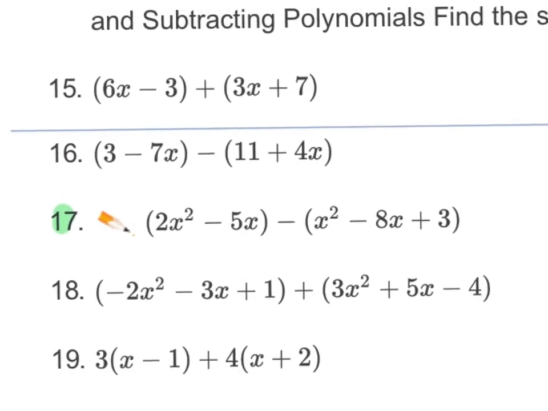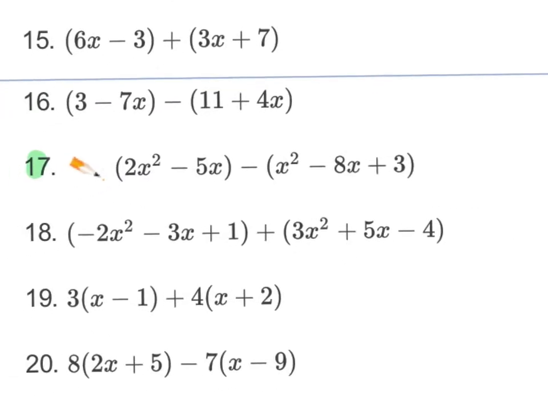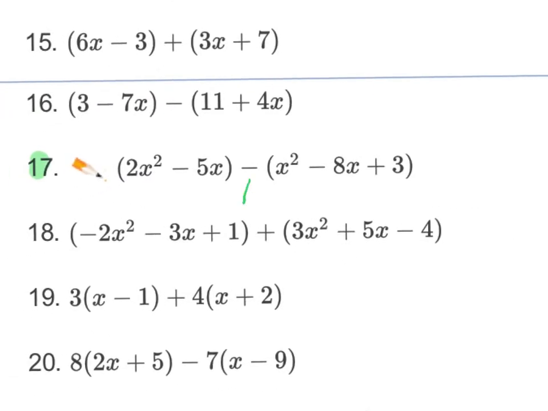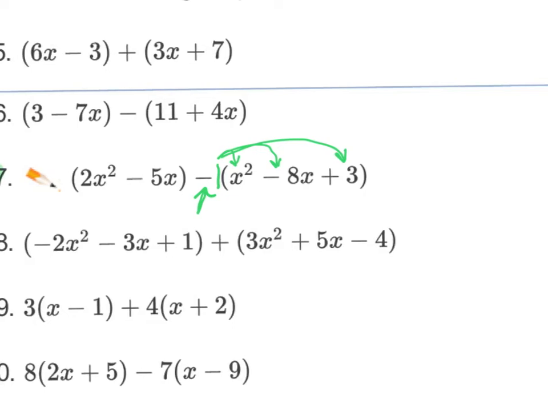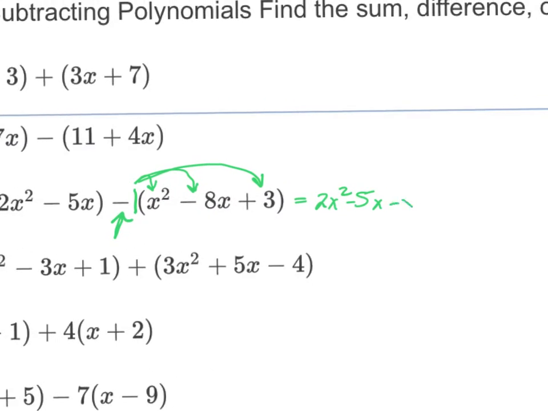All right, adding and subtracting. Adding and subtracting is as easy as it looks. The only thing you have to check, though, is the sign in the middle before you start combining like terms. If it is a minus sign, you have to remember that this negative has to be distributed to everything in the second parenthesis before you can combine like terms. So I would say, okay, I still have my 2x squared minus 5x from my first parenthesis, and now I'm going to distribute that negative. So I have negative x squared, positive 8x, negative 3.